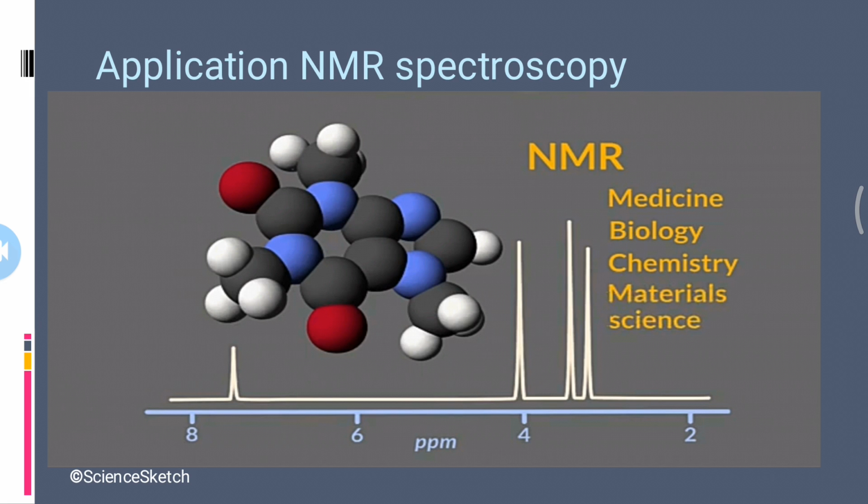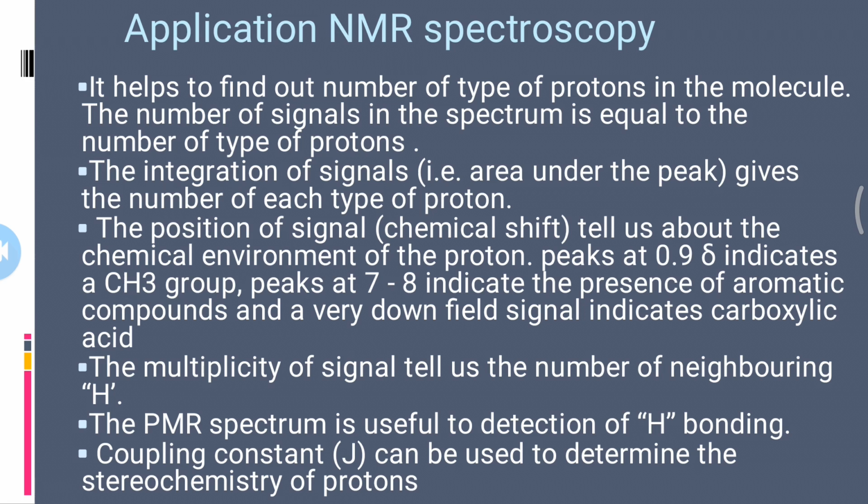Next, applications of PMR spectroscopy. There are many applications of PMR spectroscopy: first, medicinal; second, biological; third, chemistry, to determine structure; then materials chemistry; then science everywhere. Many applications of NMR spectroscopy for determination of structure. So here, applications of NMR spectroscopy in chemistry.